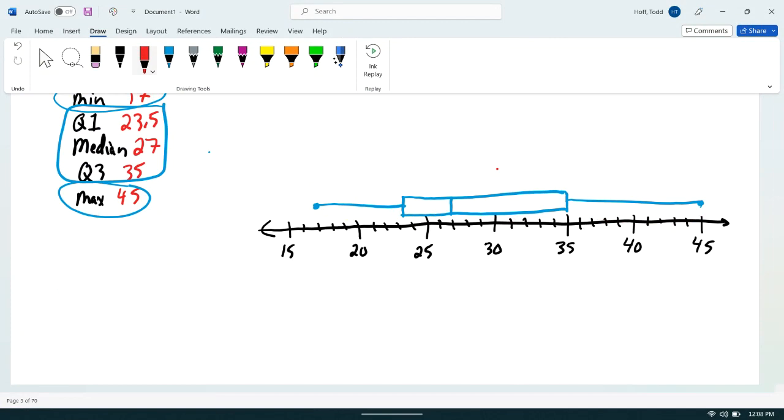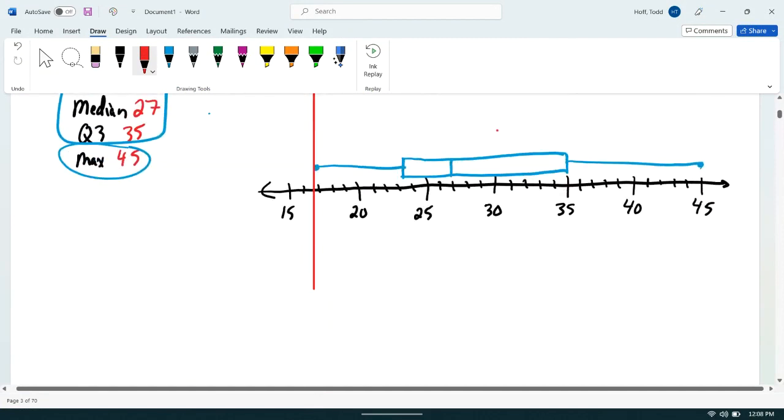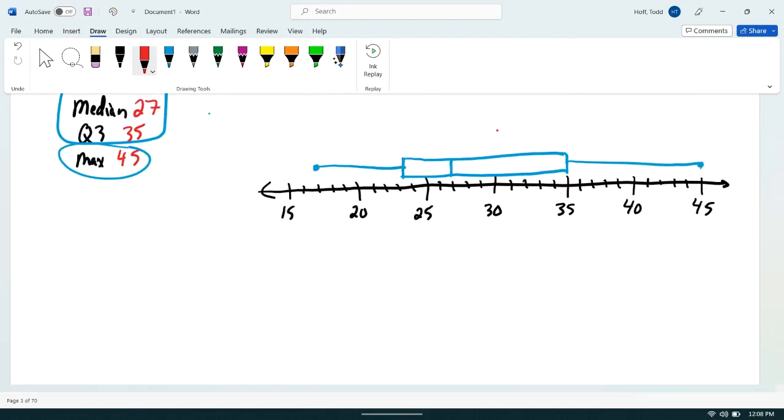So we had 17, 17, 21, 23, 24, 26, 27, 27, 30, 33, 37, and 40, 45.